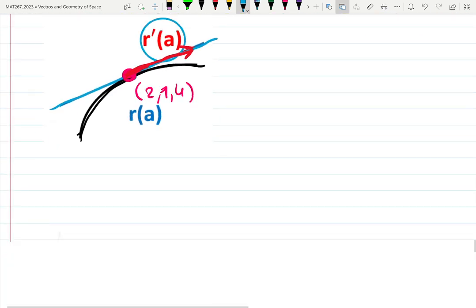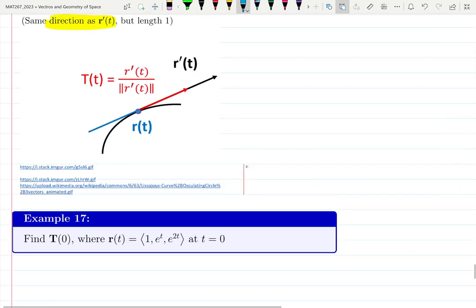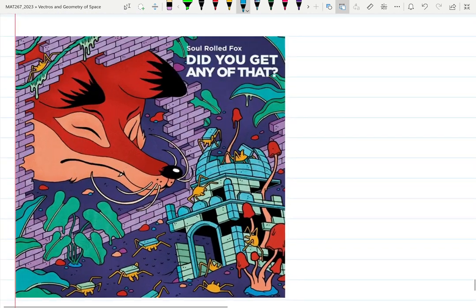So you will have homework where you find this normal, tangent, and so on. That's not that hard.